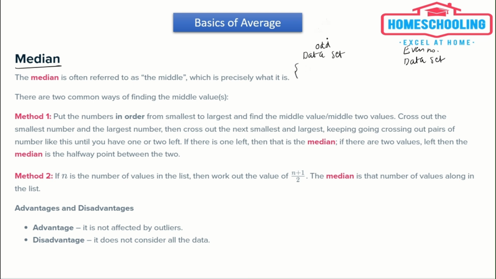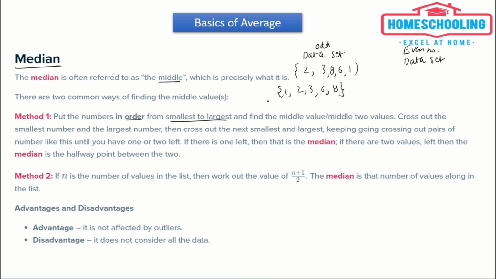So let's take an odd data set: 2, 3, 8, 6, 1. We have to find the median, that is the middle. So what is our first step to find the median? First, we will put the numbers in order from smallest to largest, in ascending order. So first, what we're going to do here: 1, 2, 3, 6, and 8.